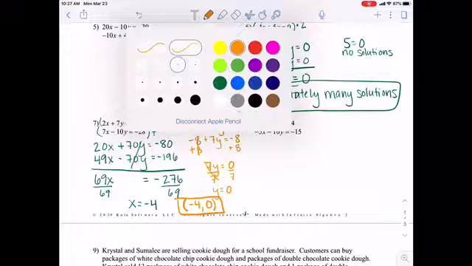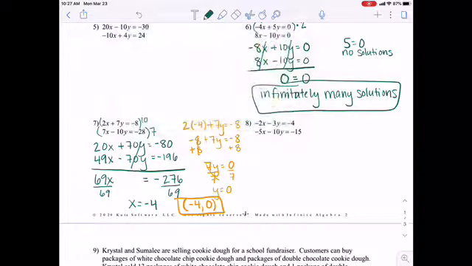Okay, the last problem I'm going to talk about here is number 8. And here on number 8, I'm thinking let's go ahead and get rid of the x's. So to get rid of the x's, I'm going to have to multiply my top equation by 5, which will give me a 10 in front of my x. And if I multiply my bottom equation by negative 2, that will give me a 10 in front of that x as well.